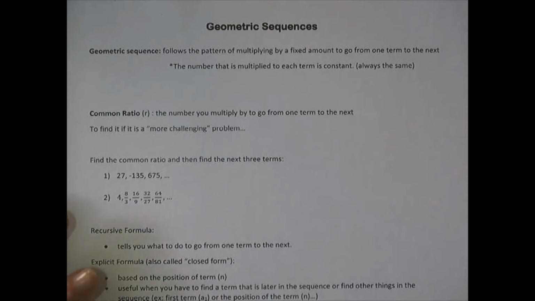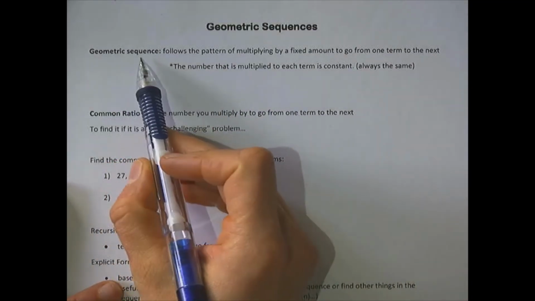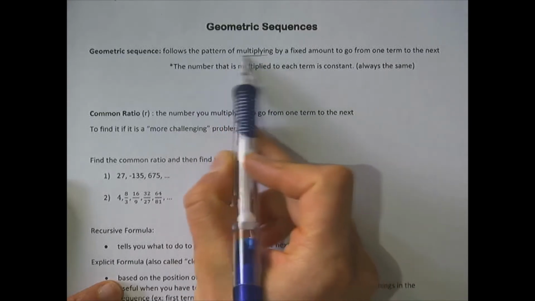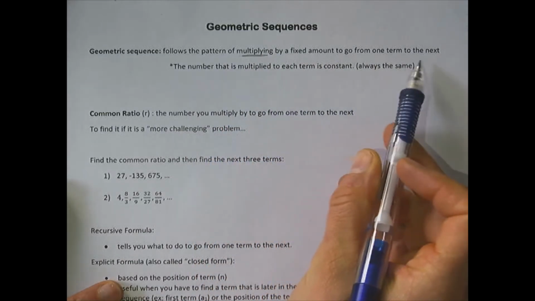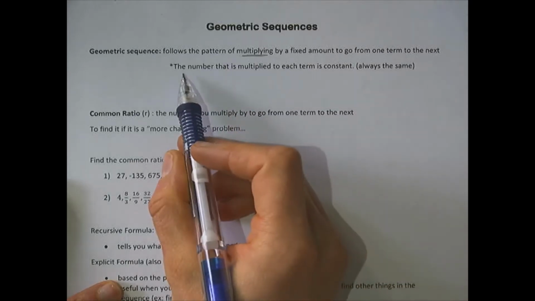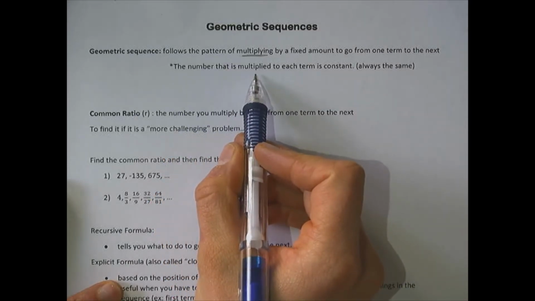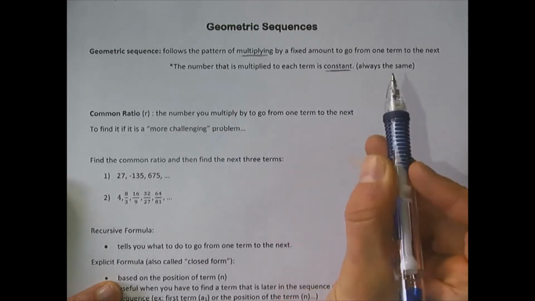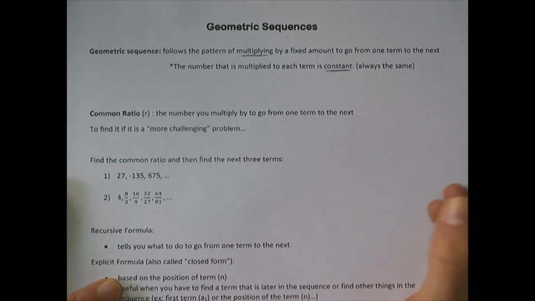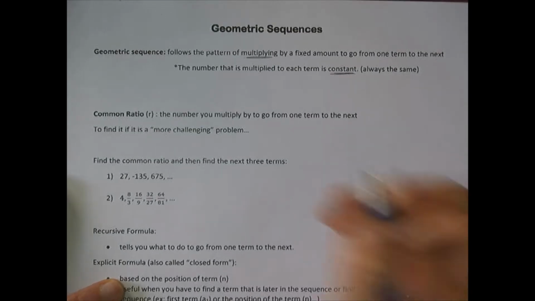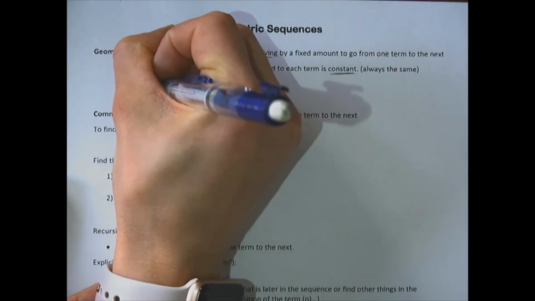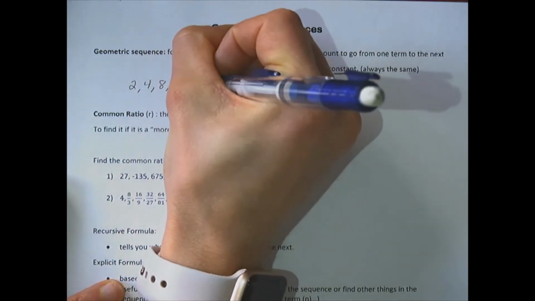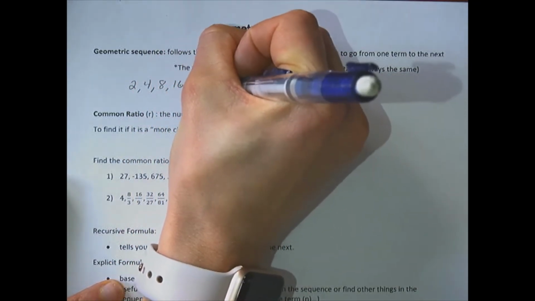All right, so like I was saying, a geometric sequence is going to follow the pattern of multiplying by a fixed amount to go from one term to the next. And the number that you multiply by is constant, meaning that number will never change. So a geometric sequence that you may see would be 2, 4, 8, 16, we could keep going, 32.